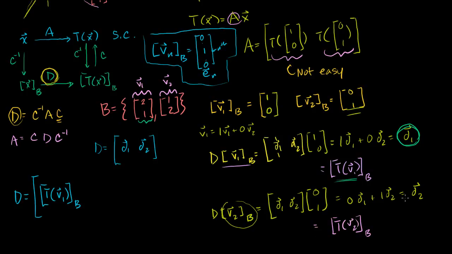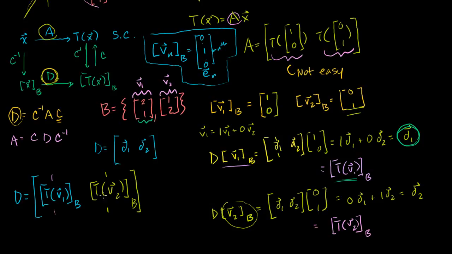And just like that, we see that the second column in D is just this guy. It's the transformation of v2 in B coordinates. Now, is this any easier to find than this stuff up here? Remember, before we said, hey, we just apply the transformation to the standard basis vectors, we can find the transformation matrix with respect to the standard basis, and that's all we wanted to do. And we said that's not easy.